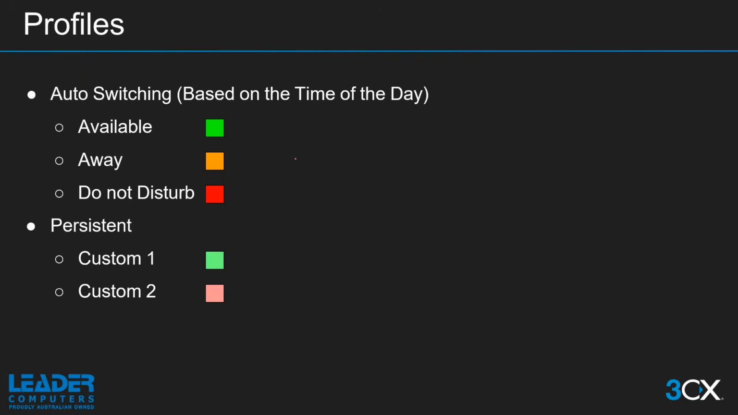Cool. So there are different profiles available based on time of the day, which is basically available, away or do not disturb, which you come across day to day on your normal Teams or Outlook or any kind of profile that you use. 3CX does also have these options. So they have 5 different options: available, away, do not disturb, and also custom 1 and custom 2.